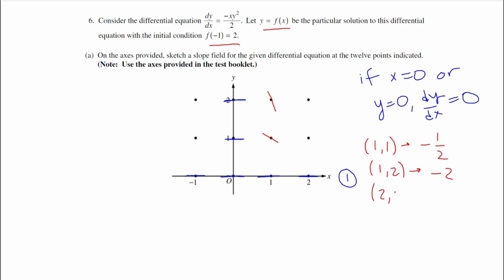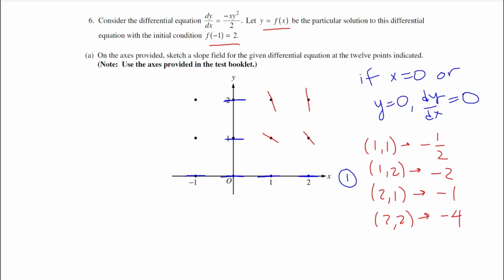If we do the point 2, 1, plug in 2 for x and 1 for y, we get negative 1, right? Negative 2/2. So just make sure that's kind of between your negative 1/2 and your negative 2 slopes. And then at 2, 2, we're going to get negative 2 times 2 squared. So negative 2 times 4 is negative 8, over 2, which is negative 4. So we're just going to get a really steep slope there. So just make sure that one's steeper than the one that you had at the point 1, 2.